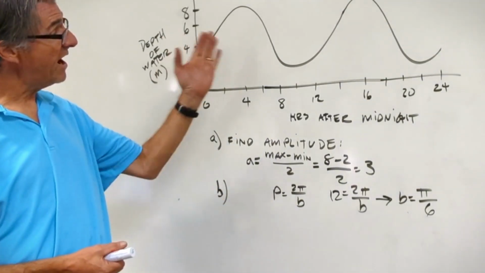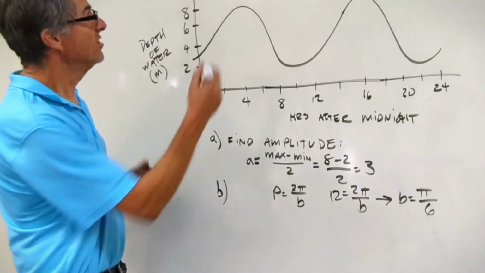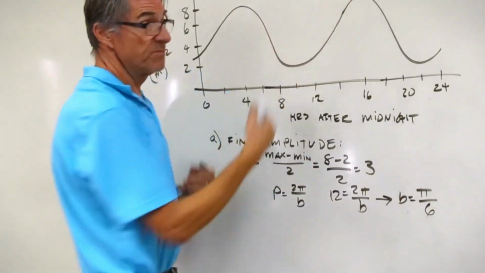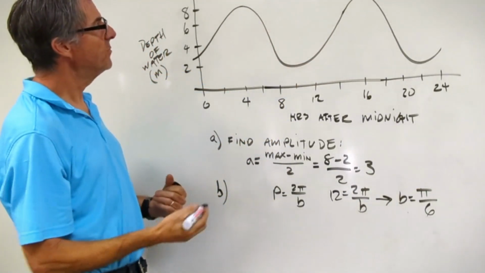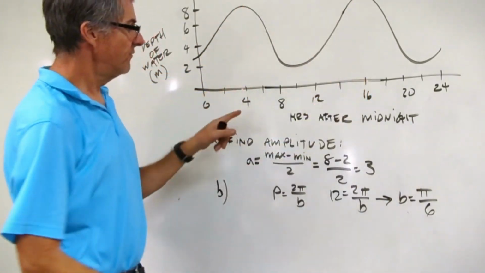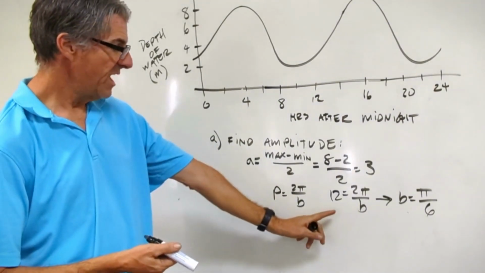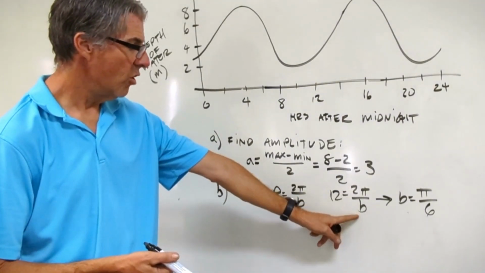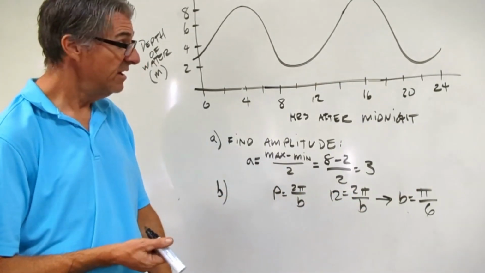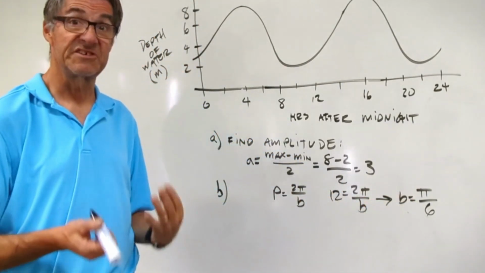We have to go to the graph and see what the period is. Now I think the easiest way is to go from that peak to that peak. That's a full cycle of our function, a full period. This peak is at 4, that peak's at 16. So 16 minus 4, our period is 12. So we have 12 equals 2 pi over B. This is the equation that relates B to the period, and of course 2 pi. When I rearrange and solve for B, I get B equals pi over 6.